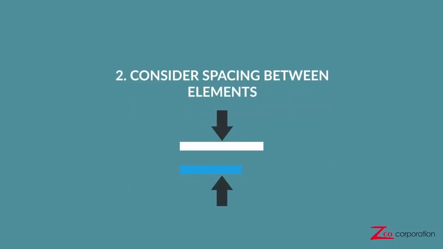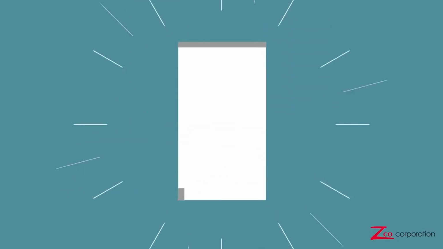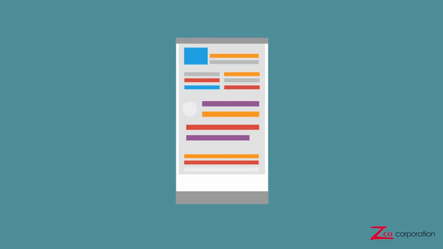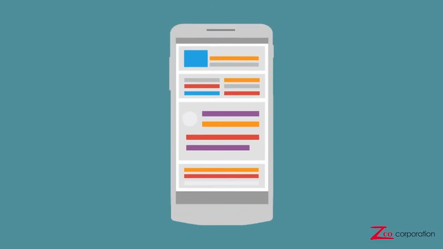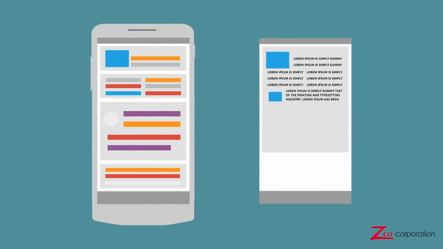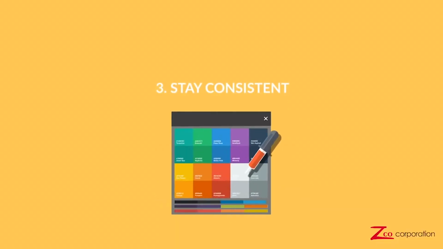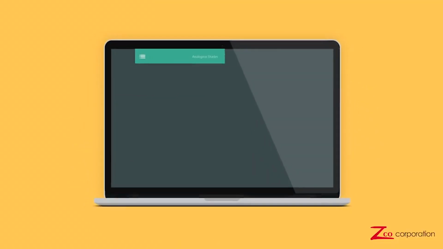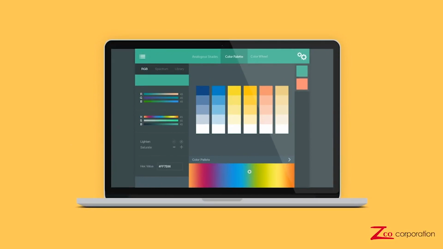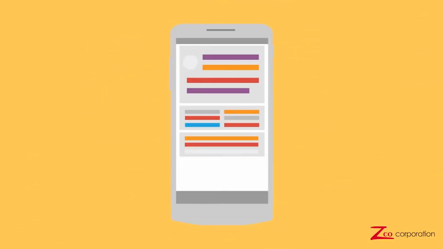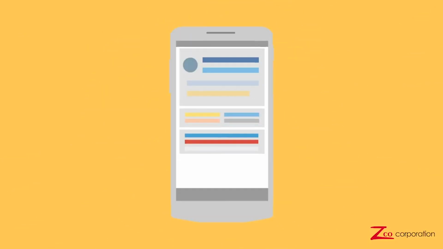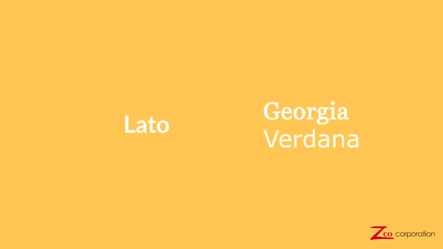Number 2. Consider spacing between elements. Related items should be close together without obscuring one another. This prevents your app from appearing cluttered. The same goes for text elements. Provide enough spacing between words to improve readability. Number 3. Stay consistent. Use a color palette limited to a few complementary colors or analogous shades. If you have a brand, stick with those colors. It's also a good practice to use a single font or 2 fonts that complement each other.